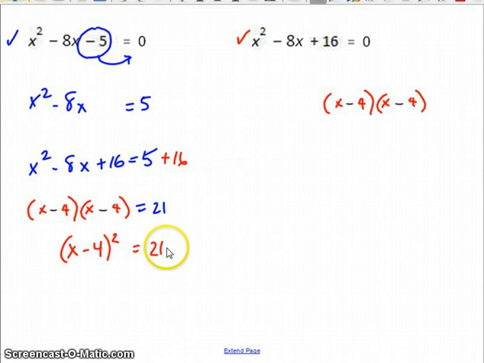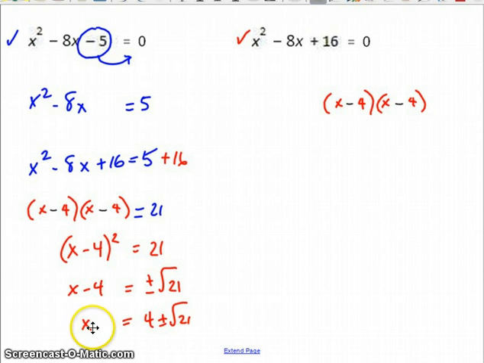If x minus 4 squared is 21, then I can take the square roots of both sides. I've got x minus 4 equals plus or minus the square root of 21. Now all that's left is to move the 4 over, and I know what x is. x is 4 plus or minus the square root of 21. Now, admittedly, this took several more steps than that, but it's certainly, for many of us, faster and easier than the quadratic formula, and that's why some of us prefer completing the square.